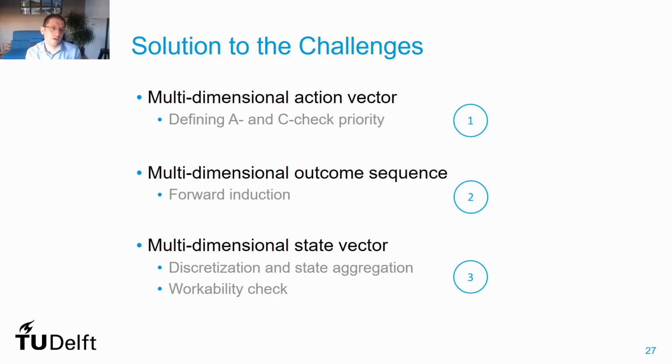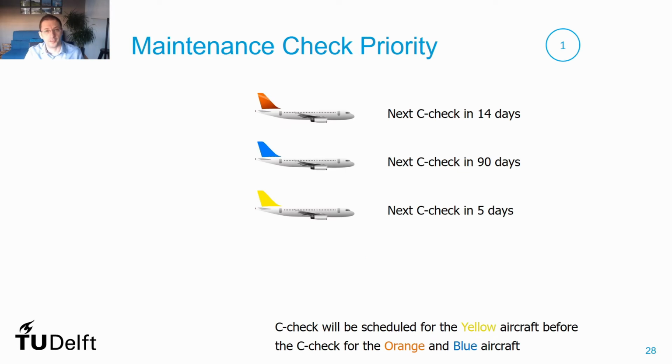The third consideration that Qichen made was to look into the multidimensional state vector. For this, we're going to discretize our states and aggregate these states. This, together with the forward induction, will allow us to visit just a few outcome states, as I already mentioned. But to do that, we need a new algorithm that checks the workability or feasibility of future states. We're going to get into detail in the next slides on each one of these three additions that Qichen added. So let's start with the priority.